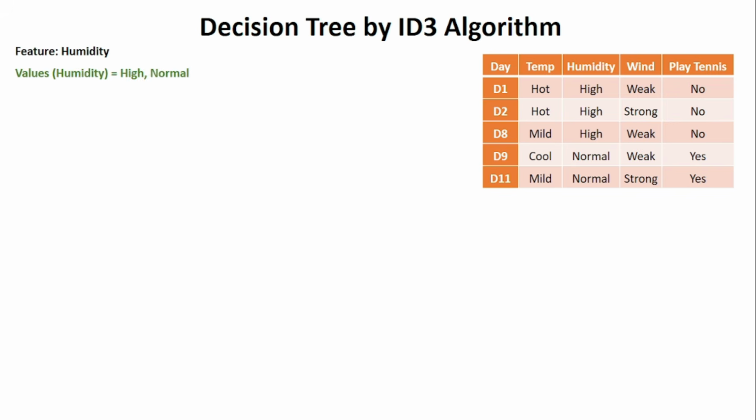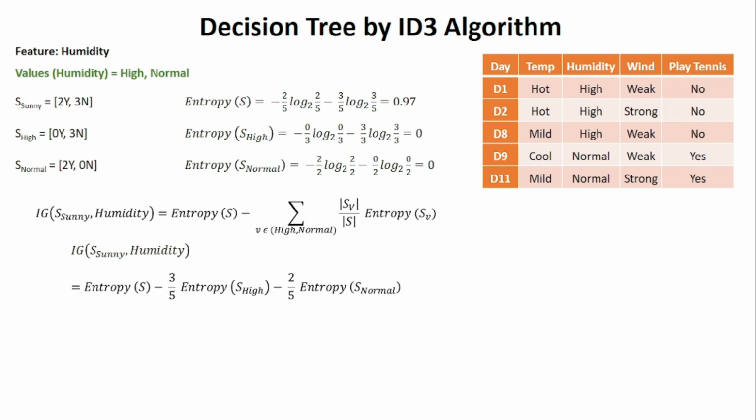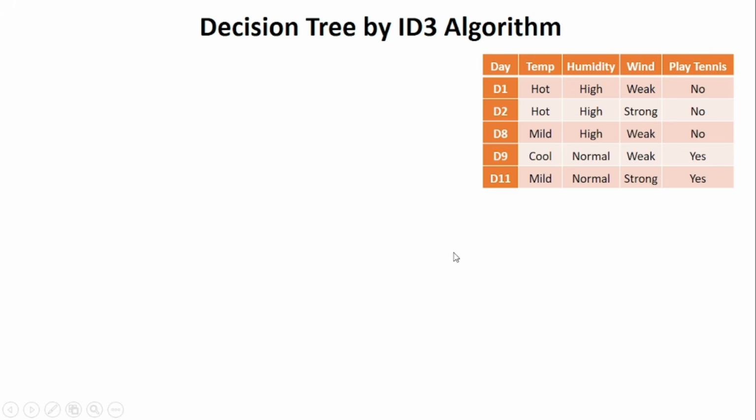Of feature as humidity, and under humidity we have two values, namely high and normal. The entropy of S sunny will be equal to 0.97. And for S high under humidity, entropy of S high is equal to 0, entropy of S normal is equal to 0. So information gain of S sunny given humidity is equal to 0.97.